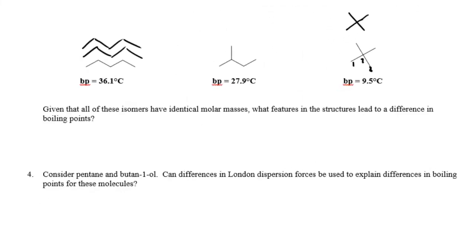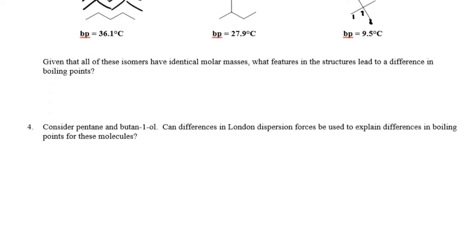This is Chem Activity number 5, part 3. Now that we've established in question number 4 that the difference in boiling point between pentane and butane-1-ol cannot be explained by differences in London dispersion forces, we need to look at dipole-dipole forces and hydrogen bonding. Let us take a look at the information that's found at the bottom of page 22.